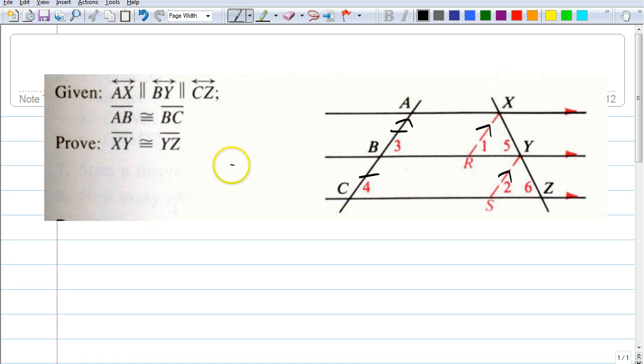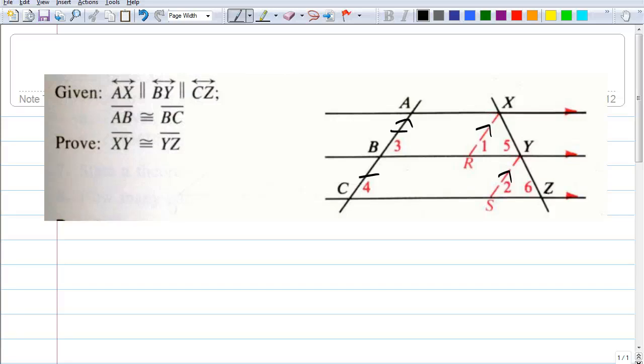Now, knowing this, how can I show that triangle XRY is congruent to triangle YSZ? Because if I could do that, then XY and YZ will be corresponding parts of congruent triangles. Does that make sense? Yes? Question? I like how, oh, you know how to do it? Okay, go ahead. Discuss with the group, and you could show them how to do it then. So let's go through this.